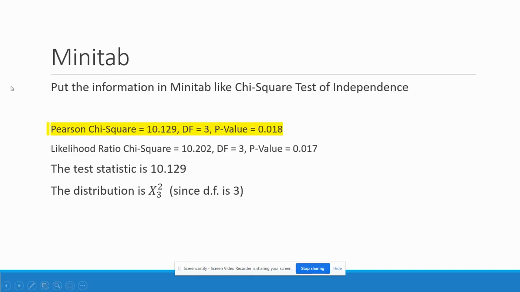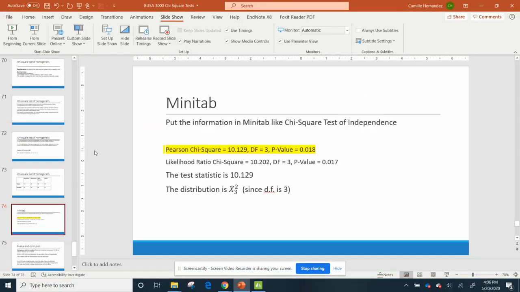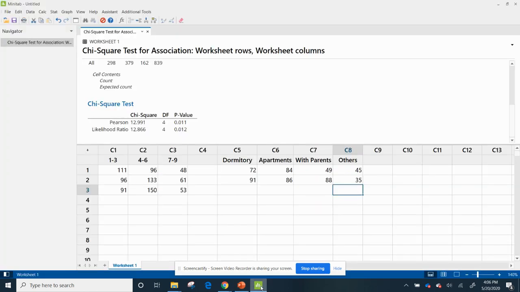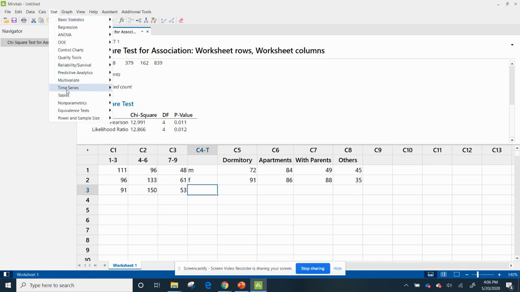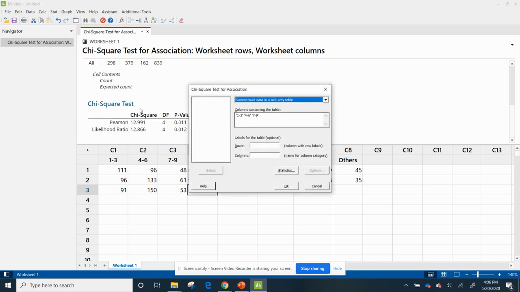Again, we're going to do everything like we did when we did the chi-squared independence. So let me show you what I did. I put my data in, I just didn't include my row labels. You could put male, female here if it makes you feel better. It's up to you, just make sure not to include it in the selection because it's going to get mad if you do. I'm going to go to Tables, Chi-Squared Test for Association. I already had old data in there, so I'm going to get rid of it. Now I'm going to put dorm, apartments, with parents, and other, and then I hit OK.